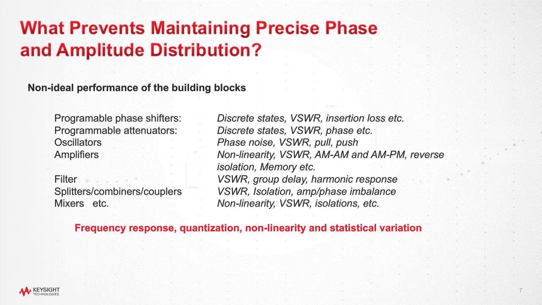Finally, the programmable phase shifters and programmable attenuators have finite states because of the digital control, and then they can only offer finite phase or amplitude values. So that creates what we call quantization error, and this quantization error also prevents maintaining this precise amplitude and phase distribution at the antenna array.